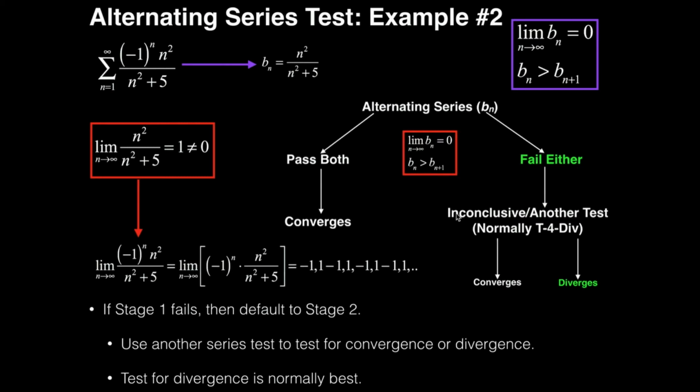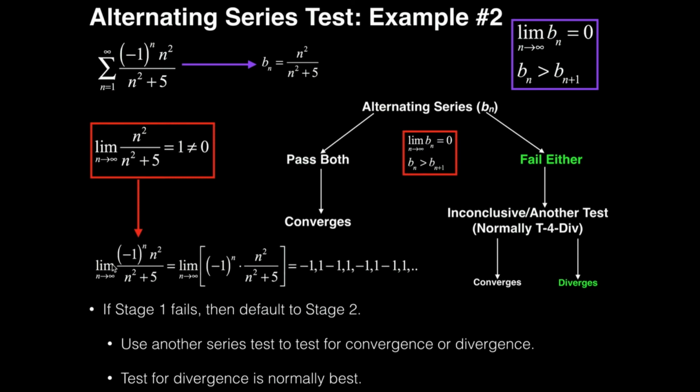But that does not necessarily mean that the alternating series diverges. What the alternating series test tells you, at least this first part of it, is either it converges or, in this case, it's inconclusive. Okay? So what we have to do if it's inconclusive is we just have to run another test. A good rule of thumb is if you get a situation where it fails either one of these and you determine it's inconclusive and have to run another test, the test for divergence is normally a pretty good bet. So let's do the test for divergence.